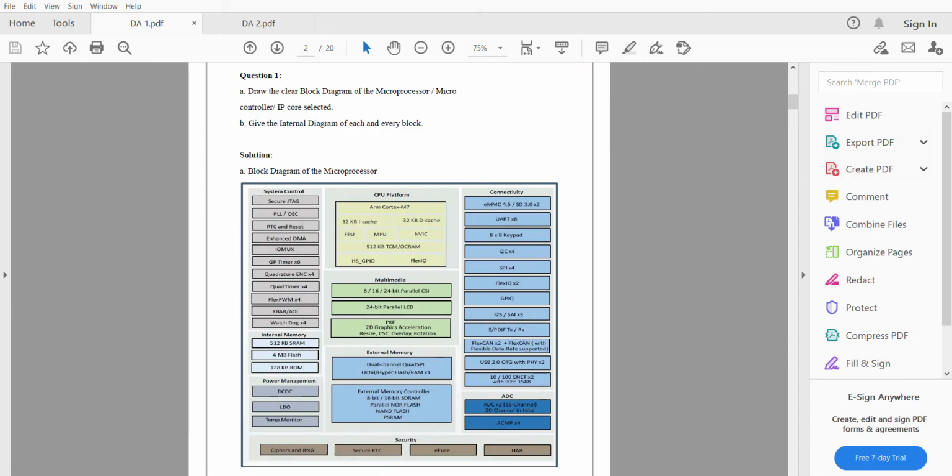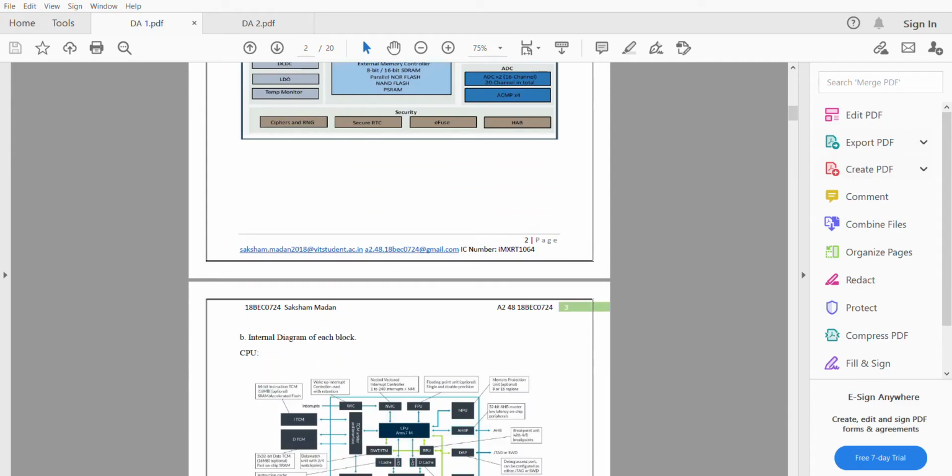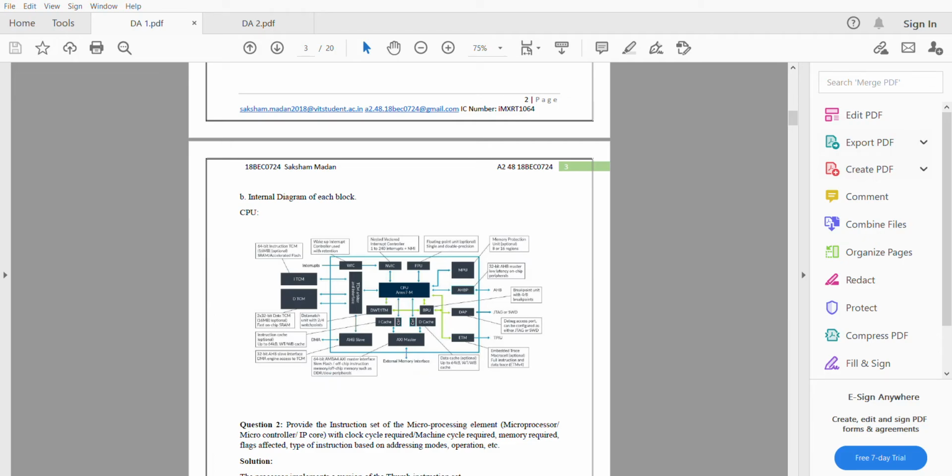This is the block diagram of the microprocessor. As you can see, the CPU platform is an ARM Cortex M7 with a 32 KB internal I cache and 32 KB D cache. As you can also see, the internal memory is 512 KB SRAM, 4 MB flash and 128 ROM. This is the internal diagram of the CPU ARM Cortex M7.